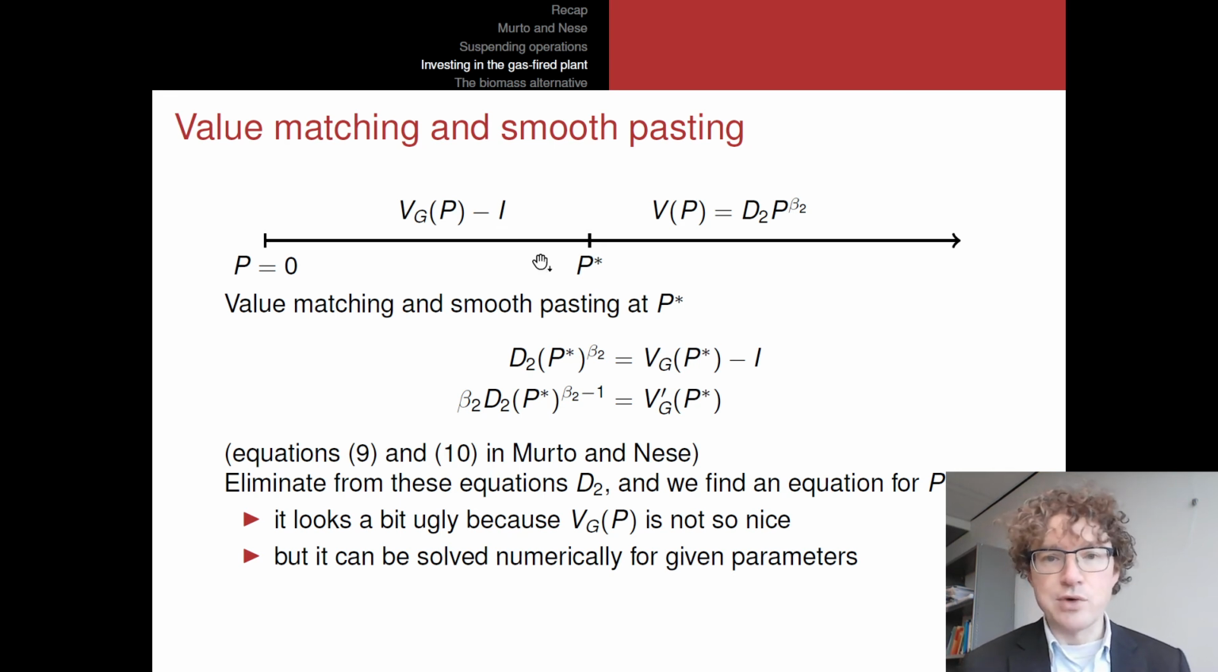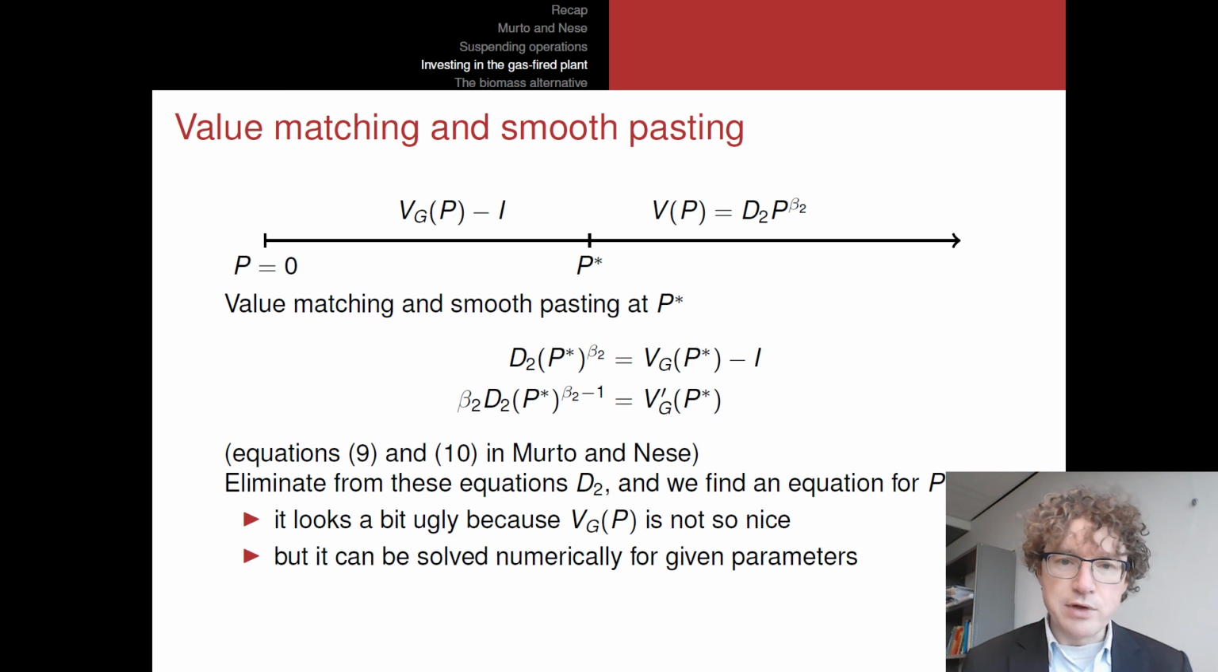And now, of course, we have to add to that the boundary conditions at P star. So there again we have value matching and smooth pasting. So these values have to match up at P star. That's the first equation. The waiting value should equal the NPV of making the investment at that point. And secondly, the derivative of that waiting option value over here should equal the derivative of that plant, so that they are nicely fitting together. And these equations you can also find in the paper by Murto and Nasakkala.